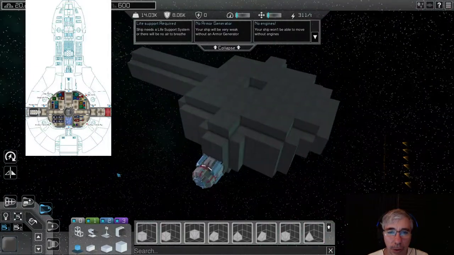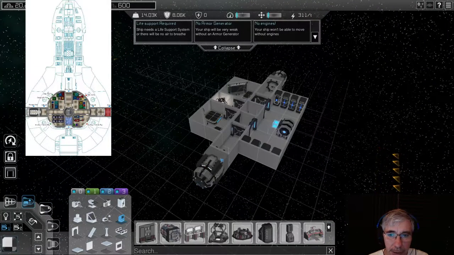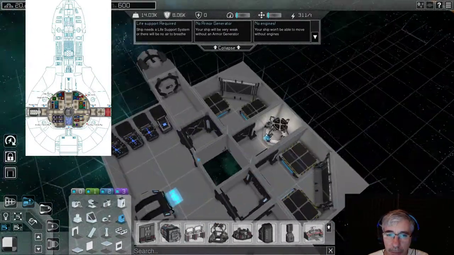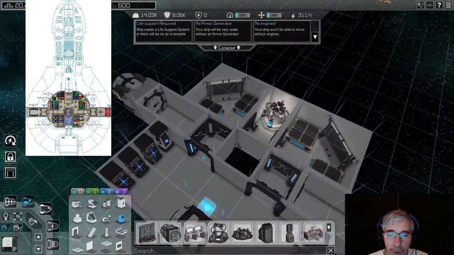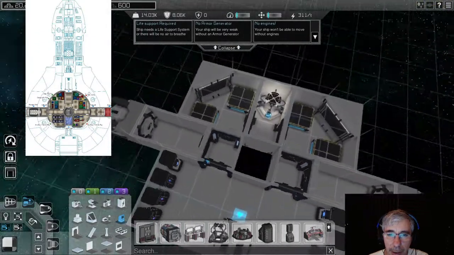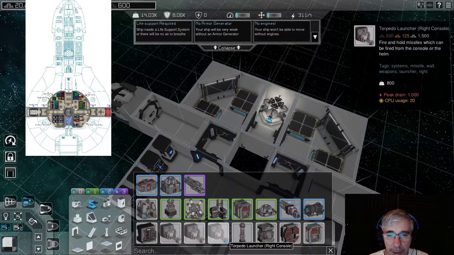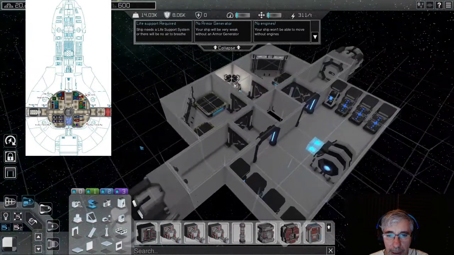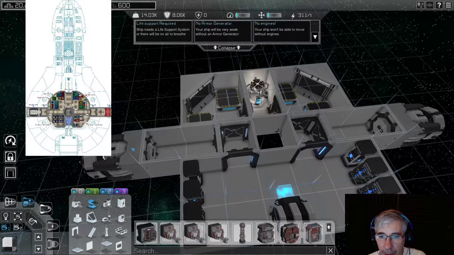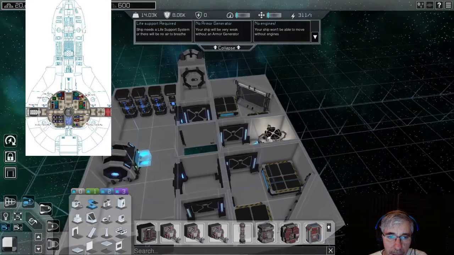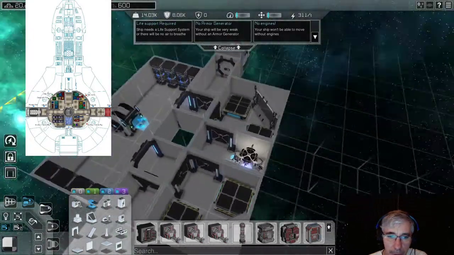Okay, so what else? So I think also missing here is the shield generator. We need a shield generator and an armor generator. And usually those things must be powered.